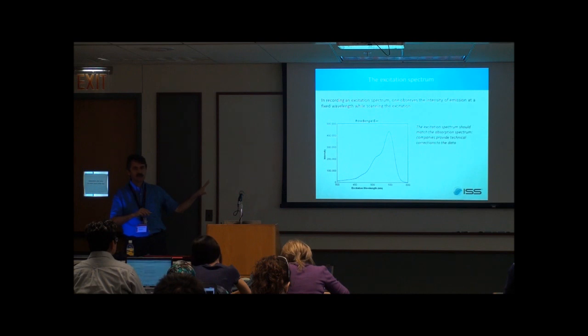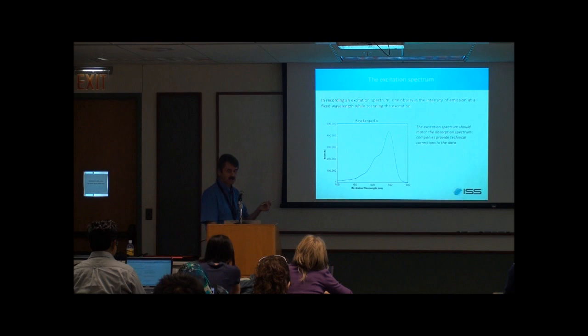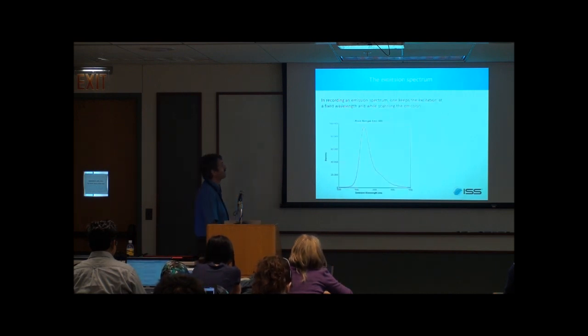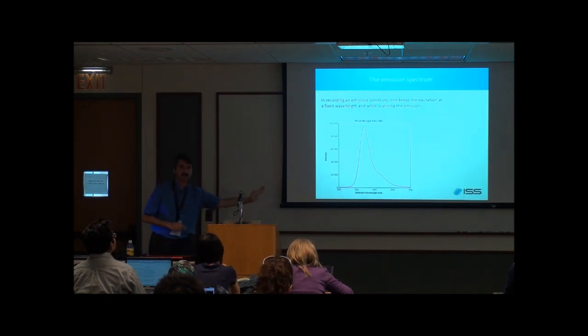I won't go into that. We will talk about it during the demo next week. All I can say is that usually manufacturers provide these corrections so that you can correct your data. Similarly for the emission spectrum: in the emission spectrum, one fixes the excitation wavelength and then scans the emission from one wavelength to another.